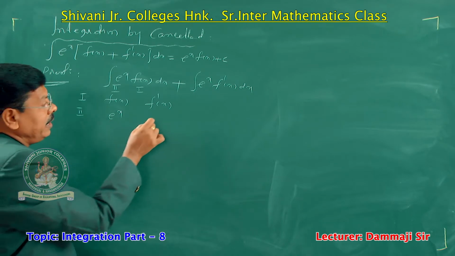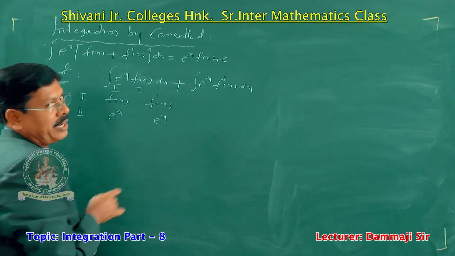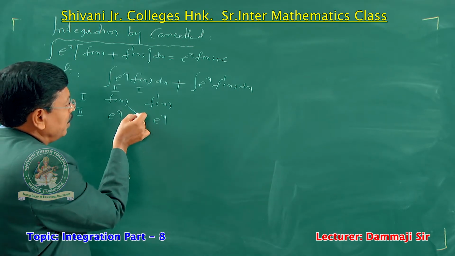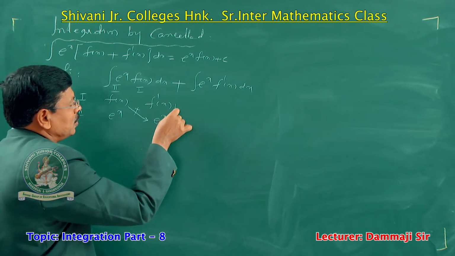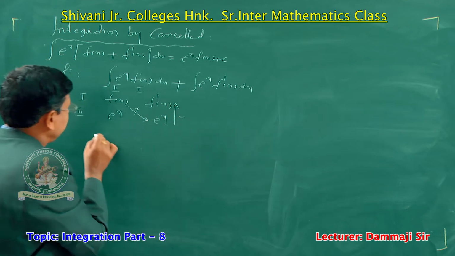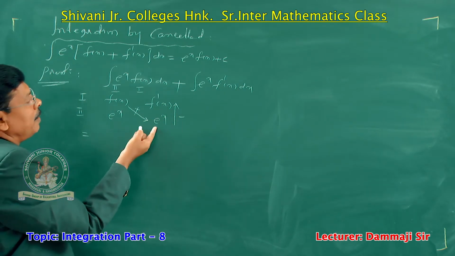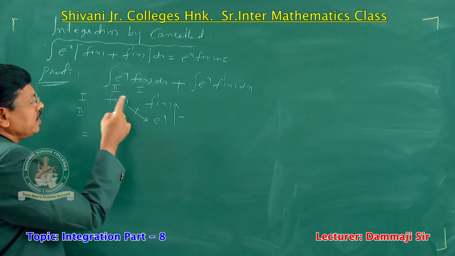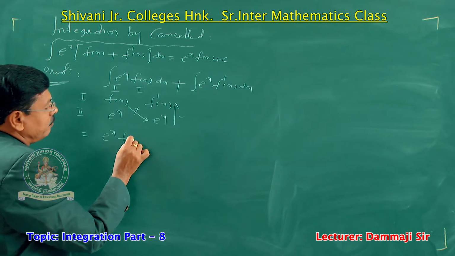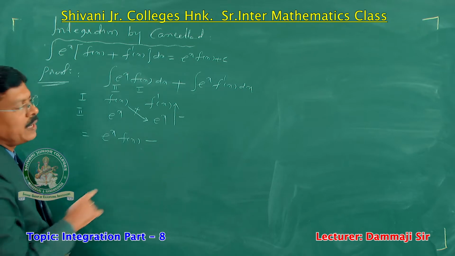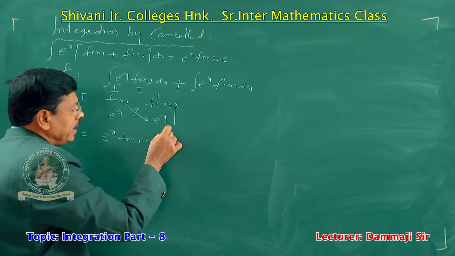Integral of the second one is e power x. What about next? It's plus. Then next it goes to minus. What about the next? Product of these two functions: that is e power x into f of x. Then minus, the next integral.